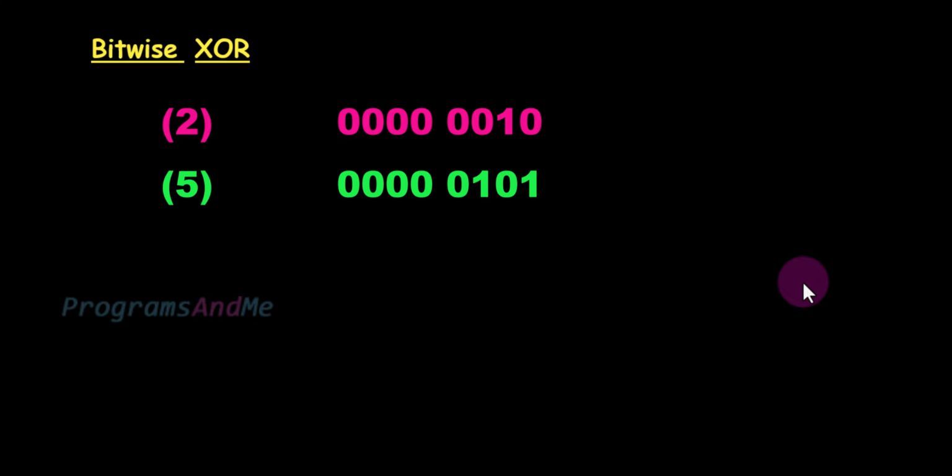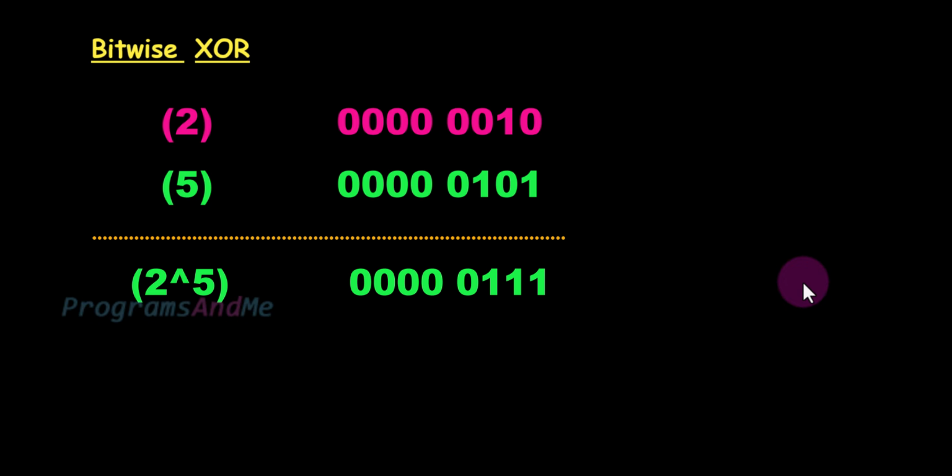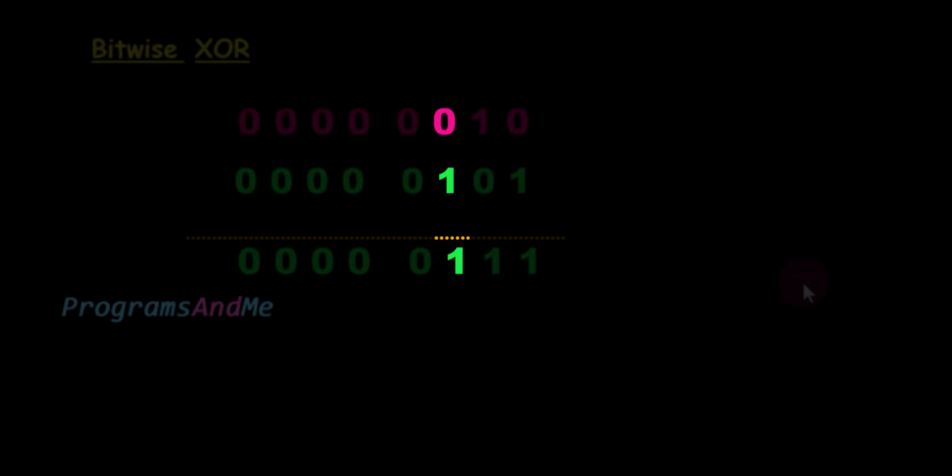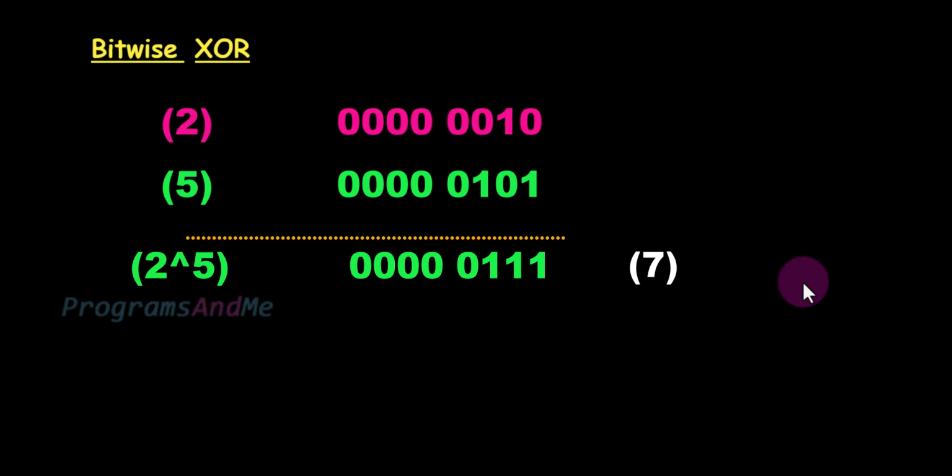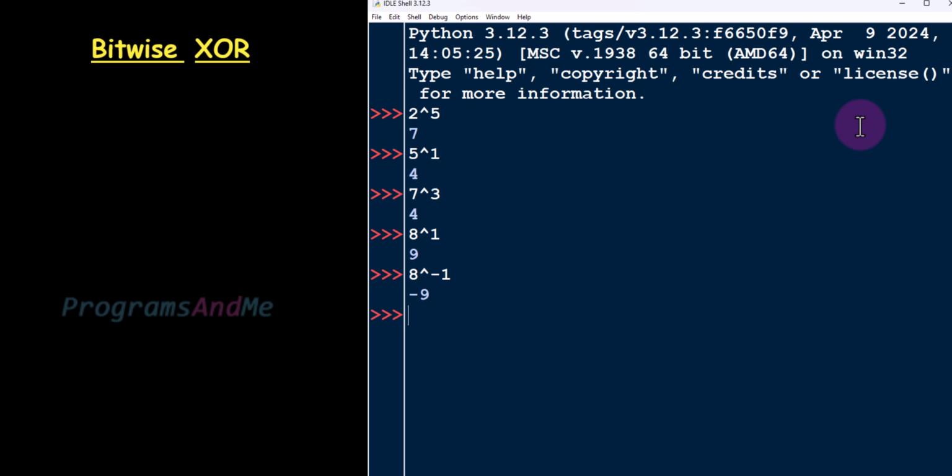Just for an example here, 2 XOR 5, the binary representation of 2 and 5 is here. If both the bits are the same, write 0, otherwise 1. Here we got the final output. So if you want to convert it to a decimal number, then here you can see the output. Okay, here we can see a few examples. Alright, so this is about the bitwise XOR operator.